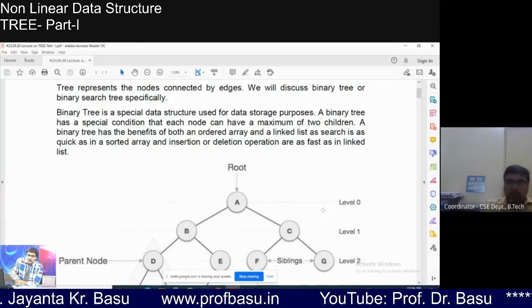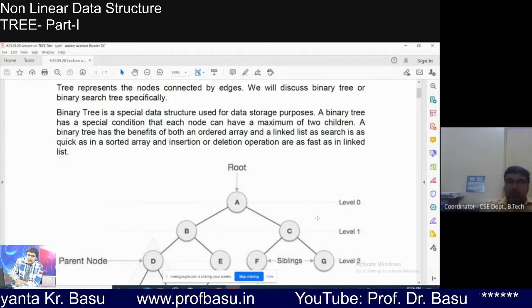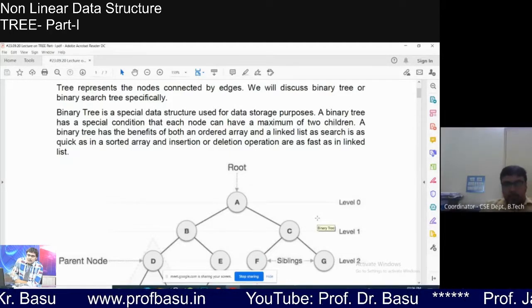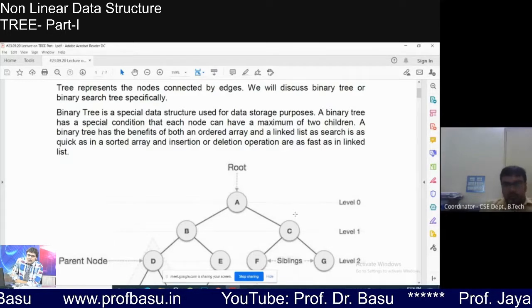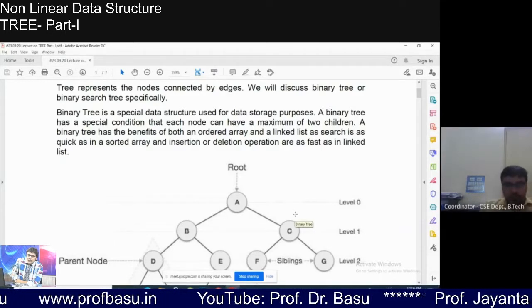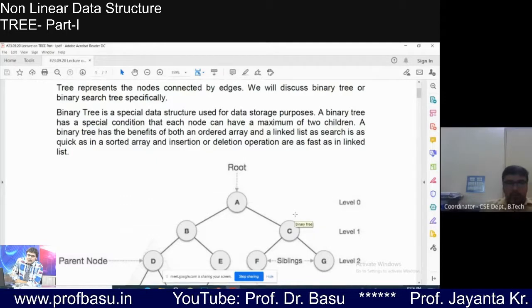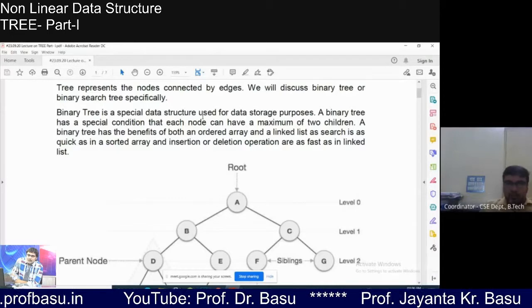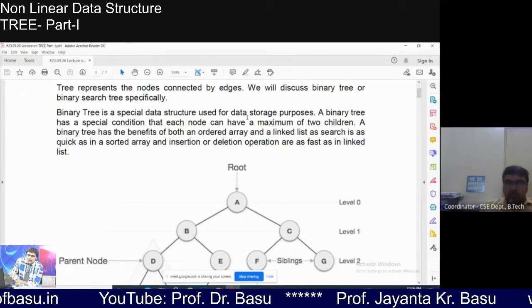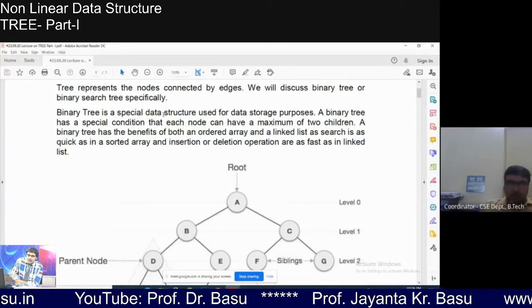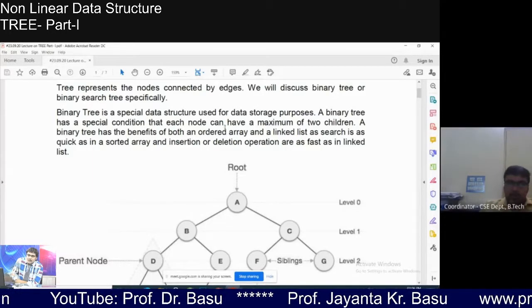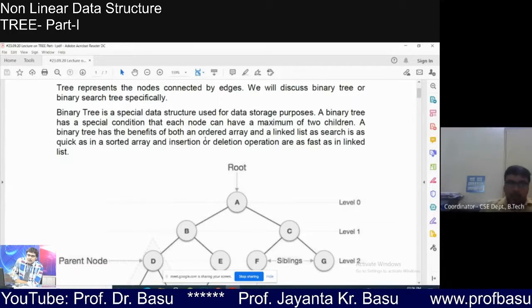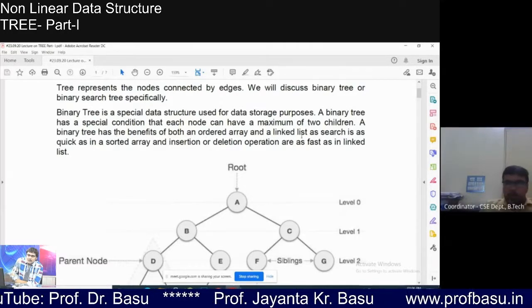But in a general tree, there is no limitation. A tree may have more than two children also in a general tree. Today we will study the binary tree. A binary tree is a special data structure used for data storage purposes. A binary tree has a special condition that each node can have a maximum of two children. A binary tree has the benefit of both an ordered array and a linked list.